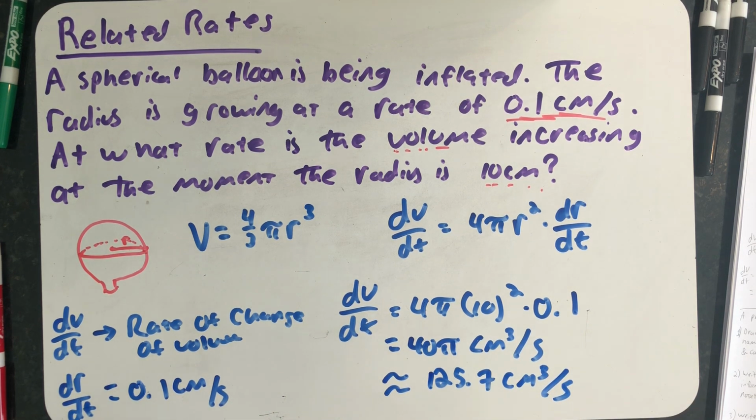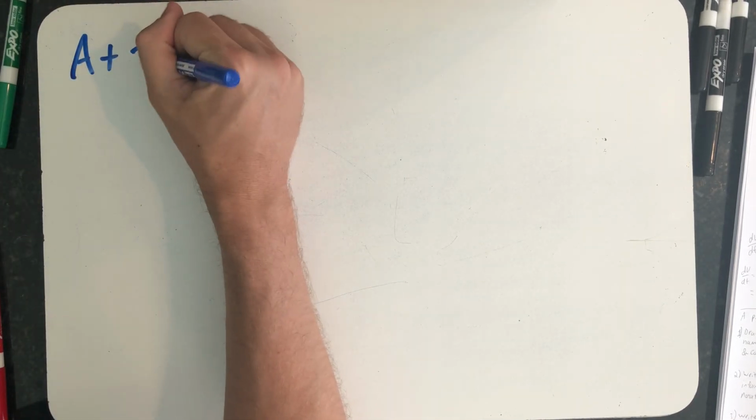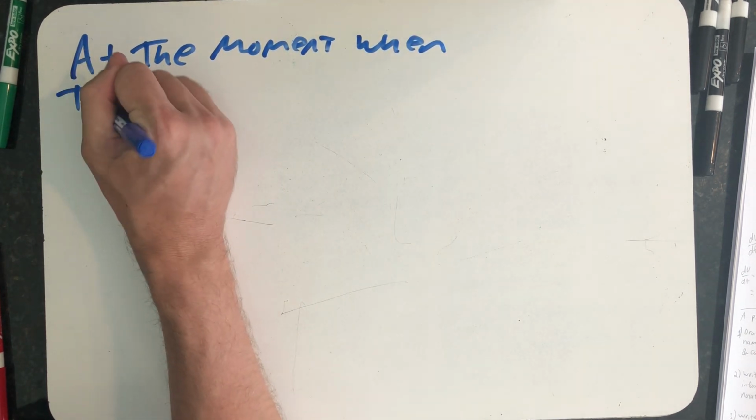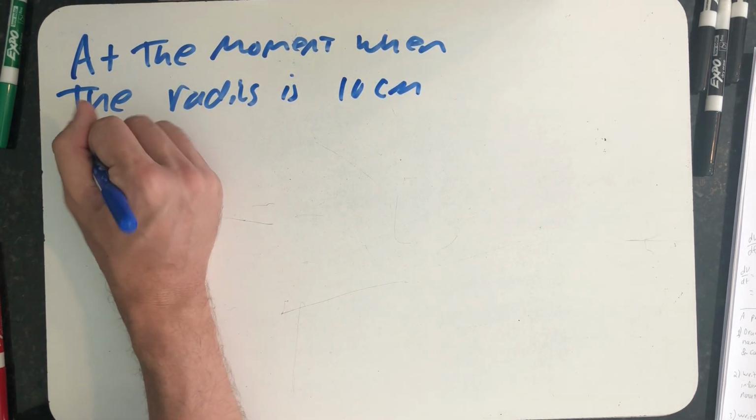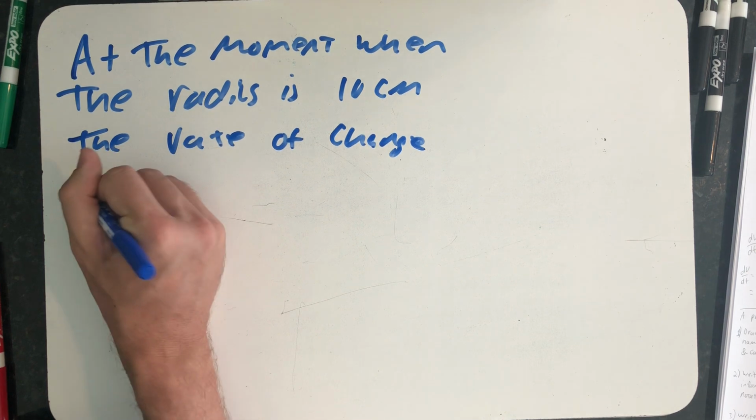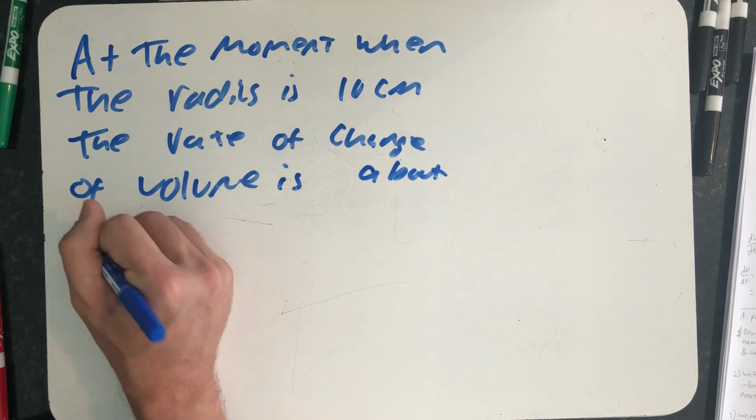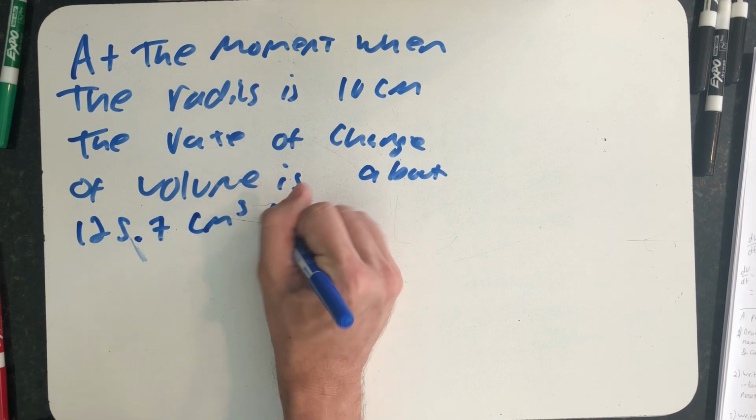And if I really wanted to give you the best final answer I could for this problem, I should write it down in a complete sentence that addresses the context of the problem. At the moment when the radius is 10 centimeters, the rate of change of volume is about 125.7 cubic centimeters per second.